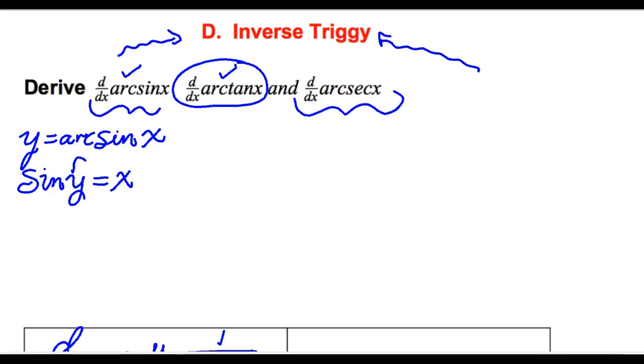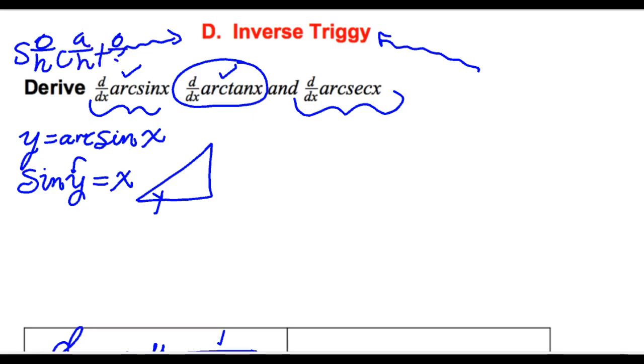What that means is I've got some angle y, so I'm going to put a little helping triangle over here, whose sine, remember sine is opposite over hypotenuse in our SOHCAHTOA model from way back in geometry, is x over 1. What that means is opposite over hypotenuse is x over 1. So we'll go back to the triangle later. My goal is to figure out what's y prime because I want the derivative of arcsine. So I don't want y, I want y prime. So what I'm going to do is take the derivative of both sides.